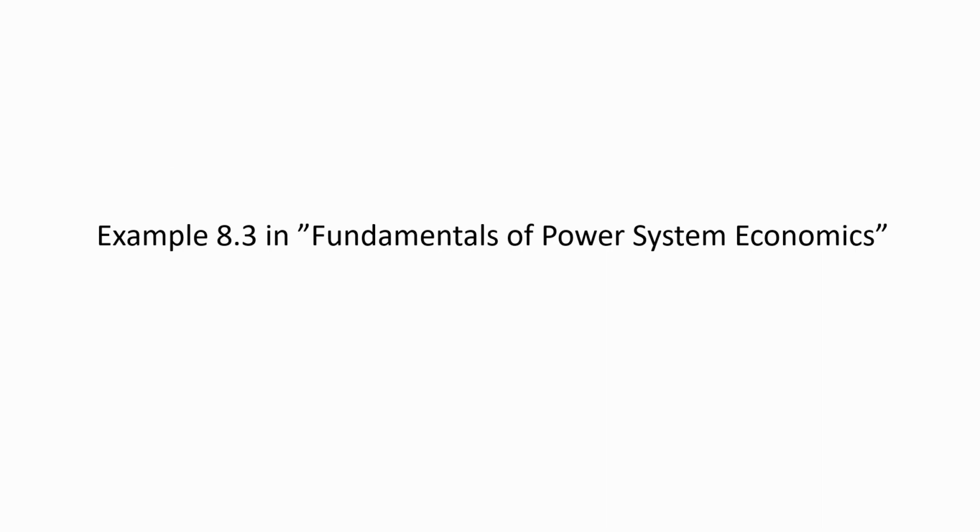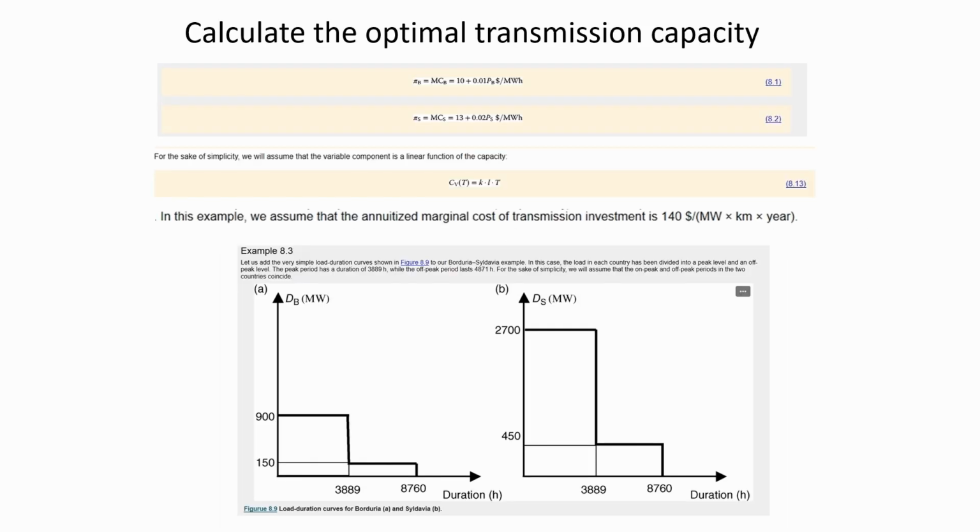Let us look at example 8.3 in Fundamentals of Power System Economics. We are now going to build an interconnection between the two areas Bodoria and Soldavia, and we know the marginal cost of producing in Bodoria. This is the marginal price, and this is the power production in area B, and this here is the marginal cost of producing in area S. This is the production, and both marginal prices are in dollars per megawatt hour.